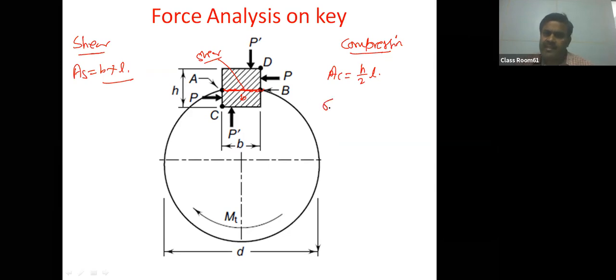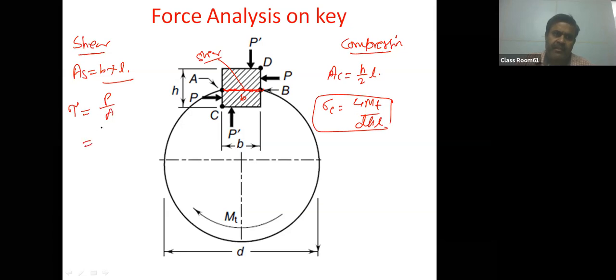And compressive stress we have already calculated, 4 times M_T divided by DHL. That we have proved. Now we will calculate the shear stress, tau equal to force by area again. And what is the force? Force is twice M_T by D, divided by the shear area. Shear area is B into L or L into B. So ultimately it is twice M_T divided by DBL.